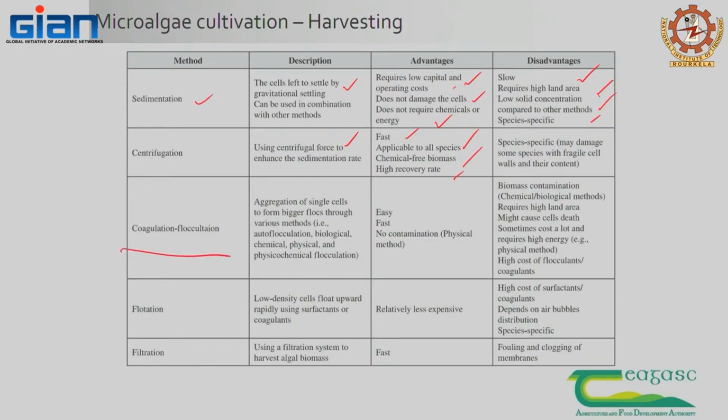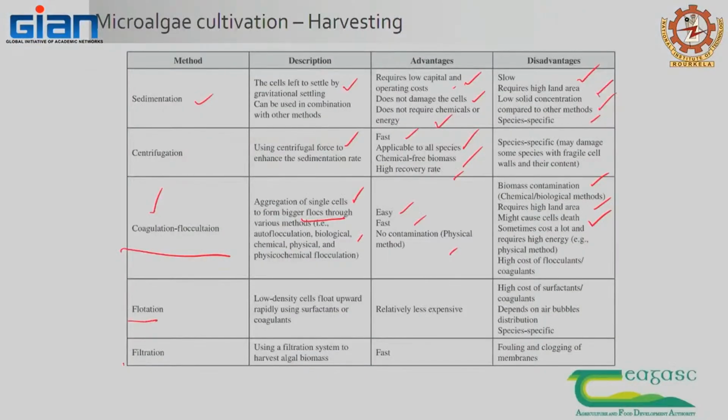Coagulation, flocculation. Same as wastewater treatment, how you create a flocculant, that means you aggregate all the cells together to make a bigger flock and remove it. Easy, fast, no contamination, it's a physical method. Disadvantages: contamination, large amount of area, can cause cell death. Now, if the cell is only for recovery, not for further cultivation, you can use flotation or filtration. So, these are different types of harvesting methods.